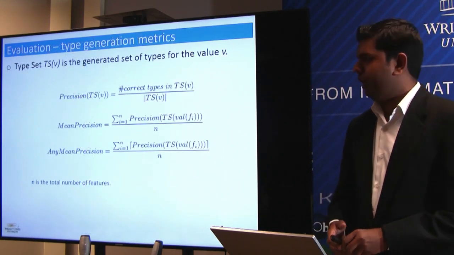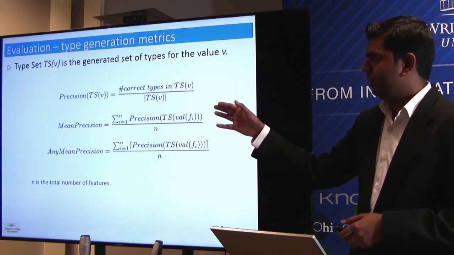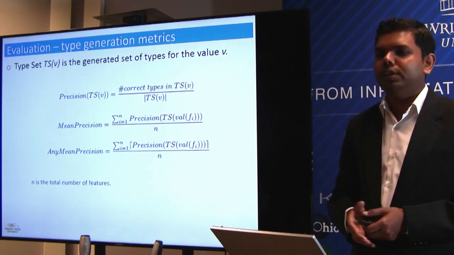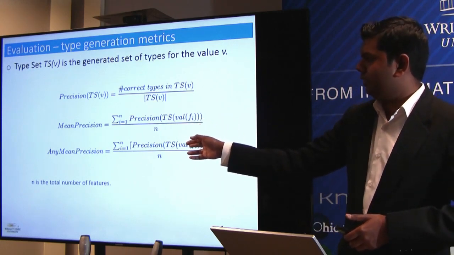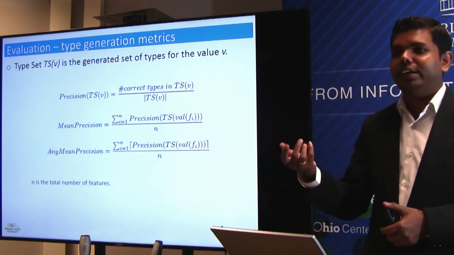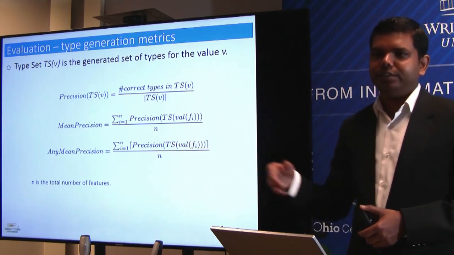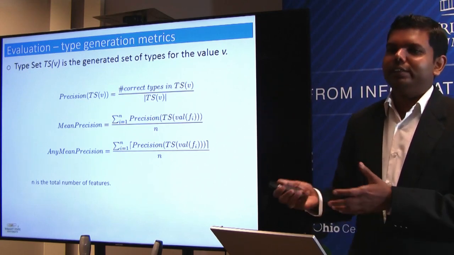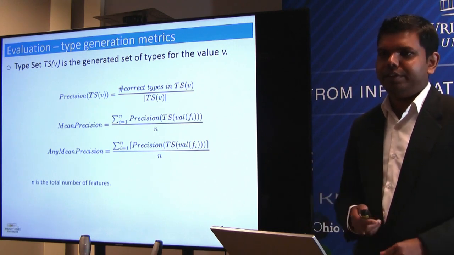For the evaluation of type generation, we measure the precision and the mean precision, that means the average precision for all the items that we type. And any mean precision is the ceiling of precision. That means if the algorithm generates at least one correct type, this will reflect that. Whereas precision counts all correct and negative ones, but any mean precision just takes the Boolean value and then gets the average.